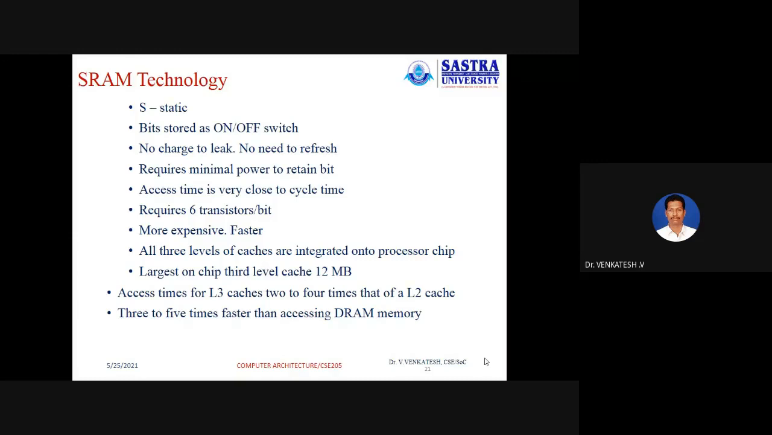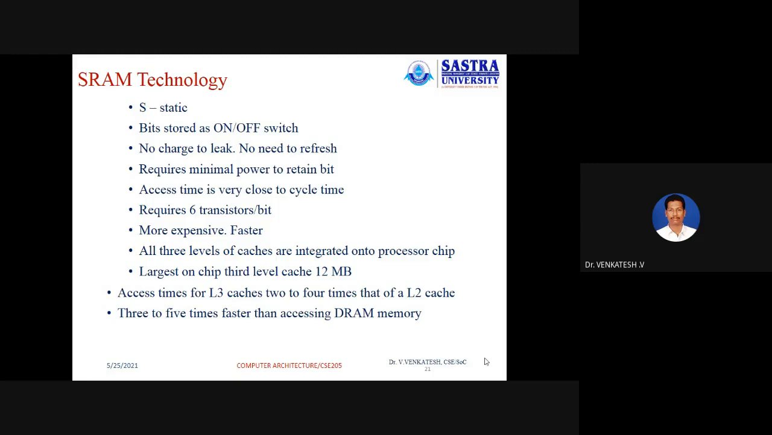Previously, SRAM was used at all levels of cache. In older days, SRAM was used for main memory as well as for caches. So there was off chip as well as on chip. You all know what on chip and off chip are. But nowadays, all the levels of cache are integrated onto the processor on chip. So in that case, the speed is also a little bit higher.